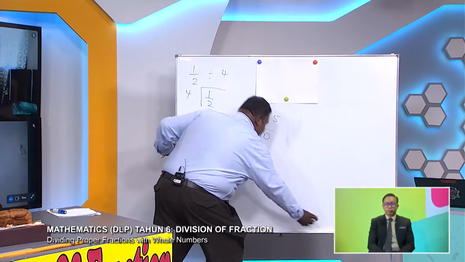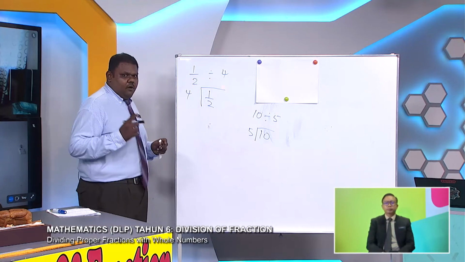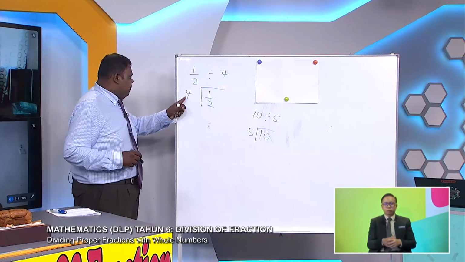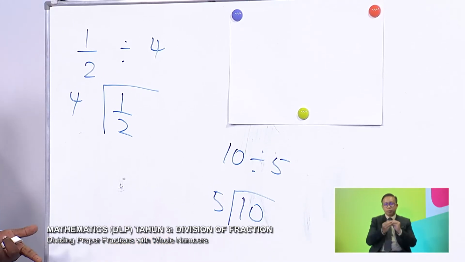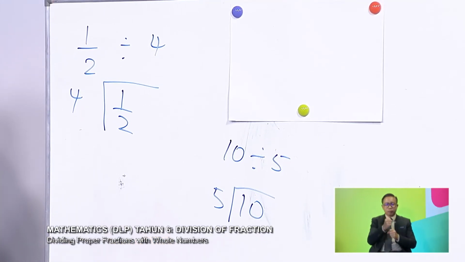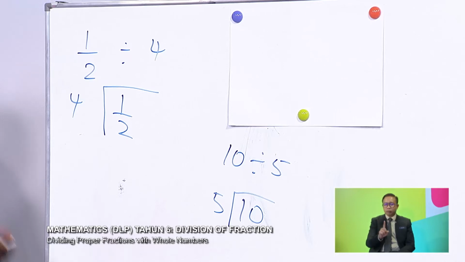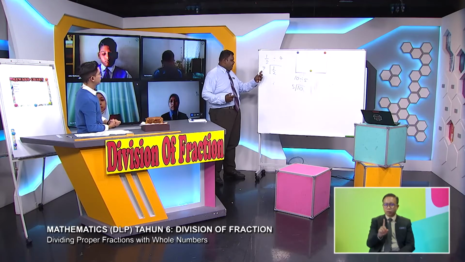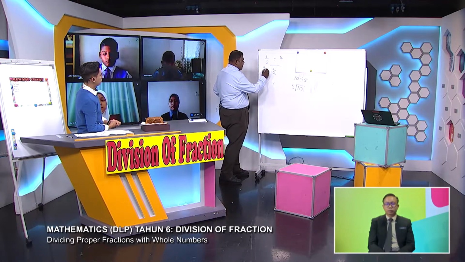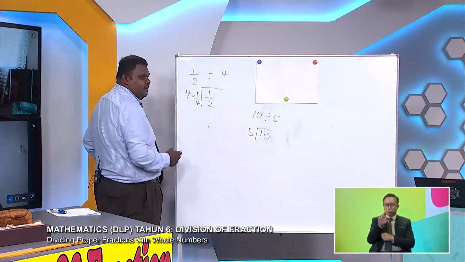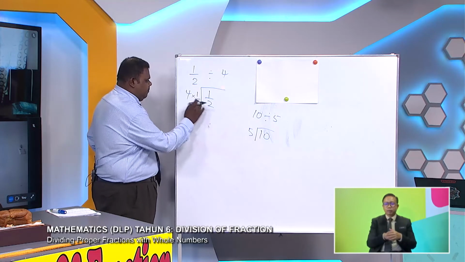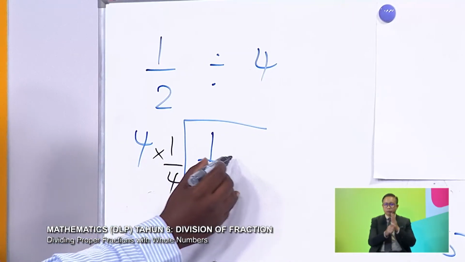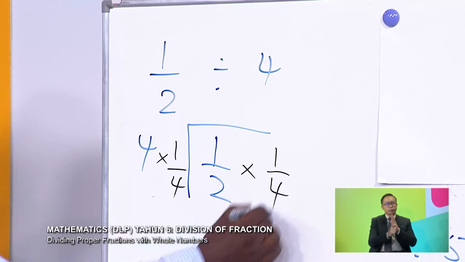I'll change the marker so that you can see clearly. Now what am I going to do? I'm going to make this 4 into 1, because whatever number you divide by 1, you get the number itself. 4 divided by 1 is 4, 5 divided by 1 is 5. So to make it 1, I have to multiply this number by 1/4 so that I can cut it and make it 1. Whatever I do here, I must do here too. So if here I multiply by 1/4, here also I must multiply by 1/4.